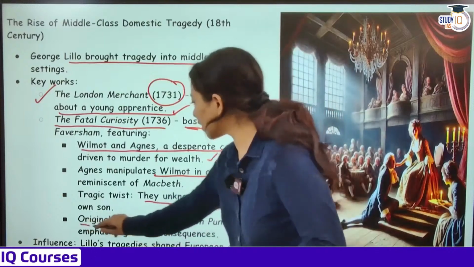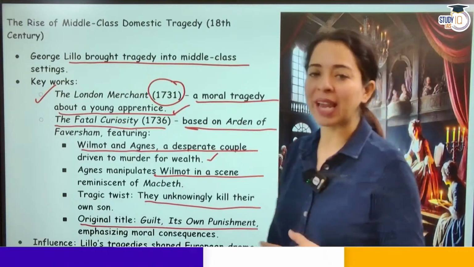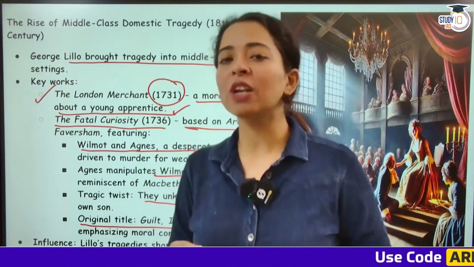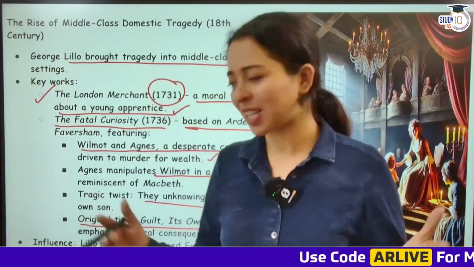And what is its original title? Guilt, its own punishment. Okay, so it's kind of self-explanatory, that there was so much guilt within them, that if you have guilt of doing something wrong in your life, then that's your own punishment. You create a hell within yourself, right?